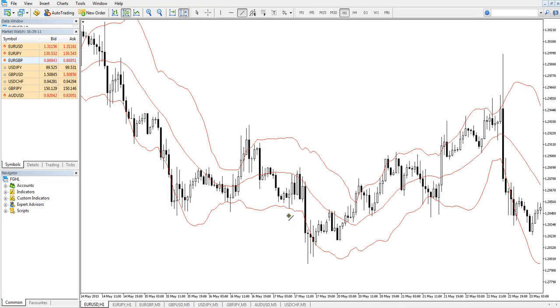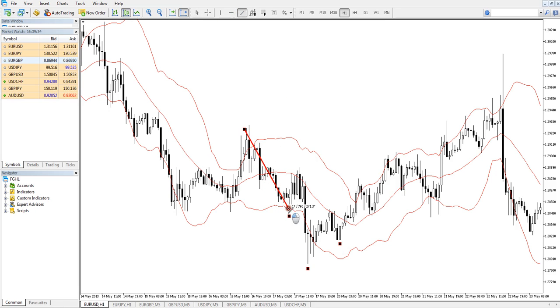So what we've got here is an inverse head and shoulders. We've got the first shoulder formed there. The second shoulder is formed there, and the third shoulder is formed here. Now, the reason why I've chosen this one, in fact, we've got another head and shoulders there, you can see, but the reason why I've chosen this one is because the second shoulder doesn't touch the Bollinger Band. So I'm just going to draw that out for you.